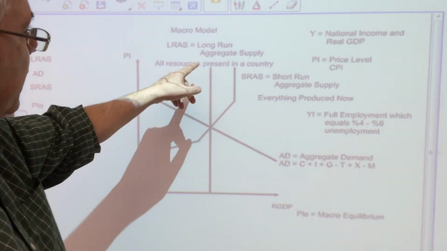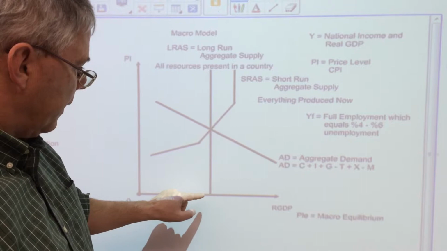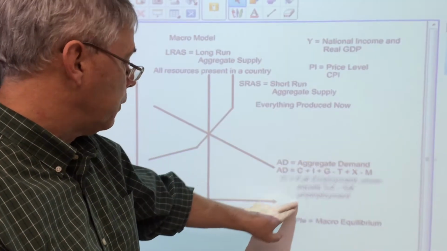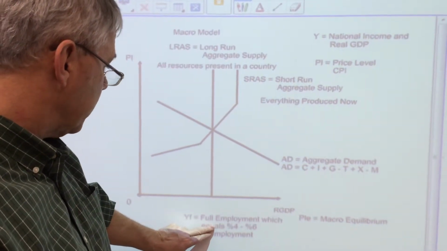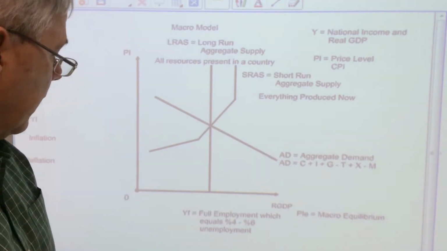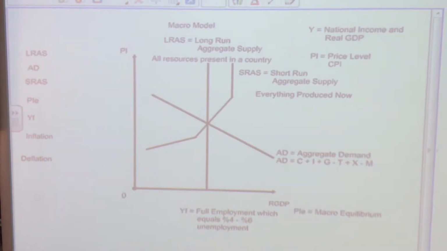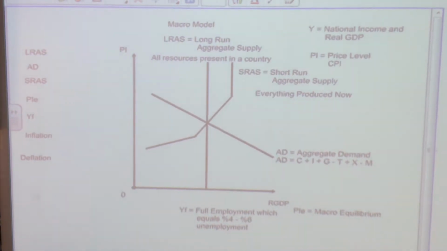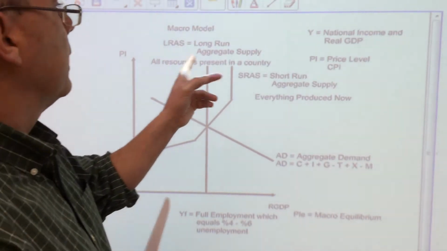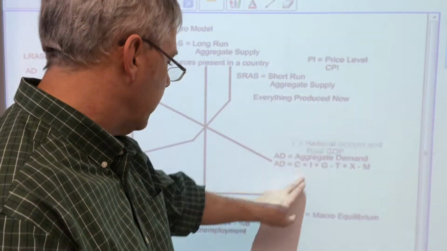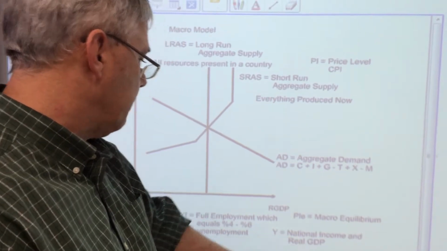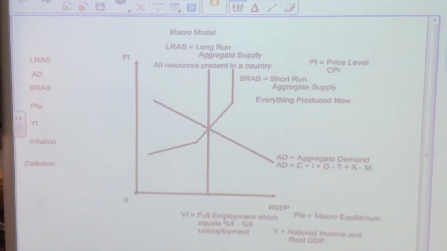And the intersection of the LRAS curve and this axis is going to be called full employment. And again, if you haven't done these terms yet, you certainly will. And we have full employment there equaling between 4 and 6%. And let's see, we could also label this real GDP. We could also label that national income.